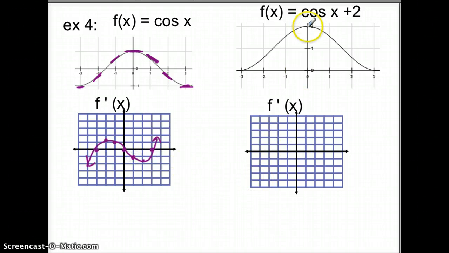How about cosine x plus 2? It's going to be the same thing. 0, 0, 1, looks like it's about -1. So it's going to be that same thing. Just because we translated it up doesn't mean that the slopes change. Okay?